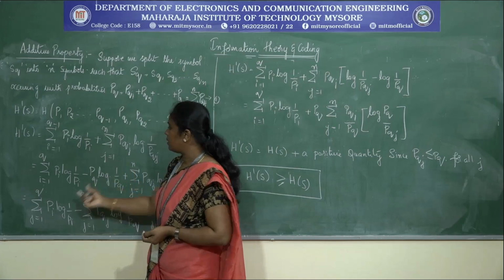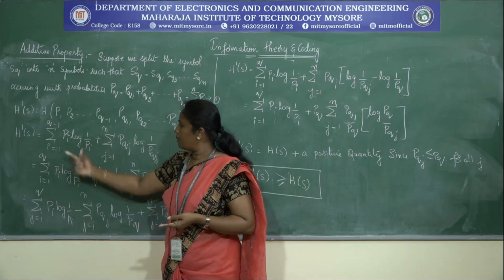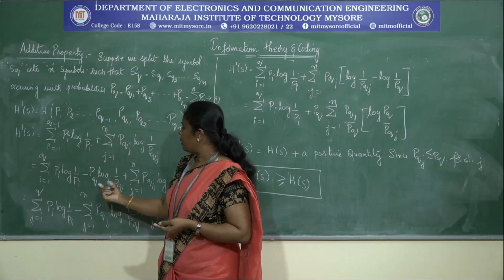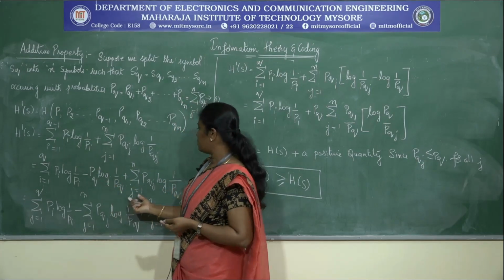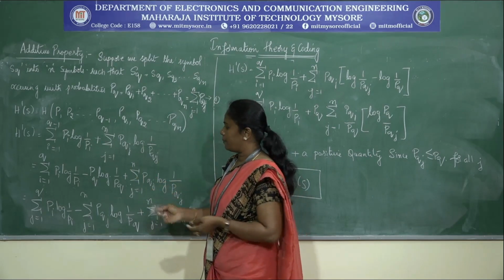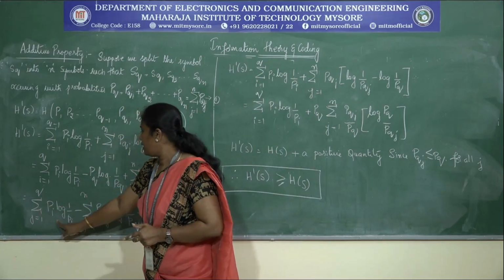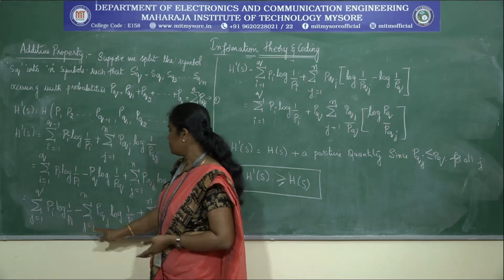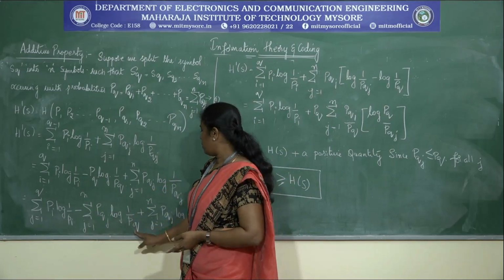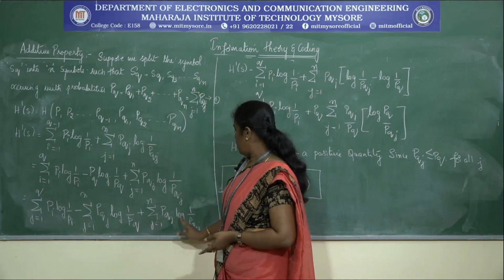So now after writing this, the equation gets simplified to Pi log of 1 by Pi, which as it is we have copied here. So this can be written as Pq log of 1 by Pq plus summation of j is equal to 1 to n Pqj log of 1 by Pqj. So then we have summation of i is equal to 1 to q Pi log of 1 by Pi minus summation of j is equal to 1 to n Pqj log of 1 by Pq plus summation of j is equal to 1 to n Pqj log of 1 by Pqj.